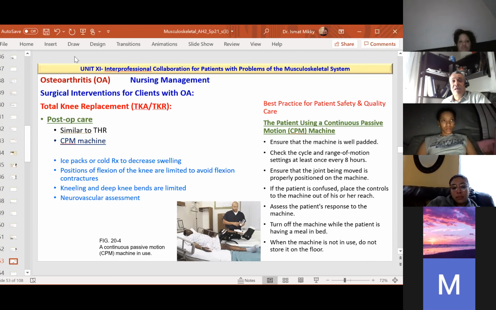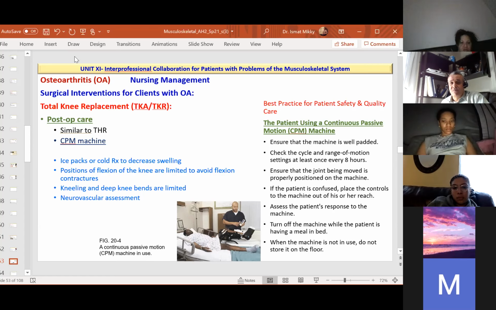Sometimes it results in a failure of the whole operation, and it has to be redone. So it's something serious to go through, these best practices, and I always stress this: if the patient is confused, place the controls of the machine out of the patient's reach. That's very important.